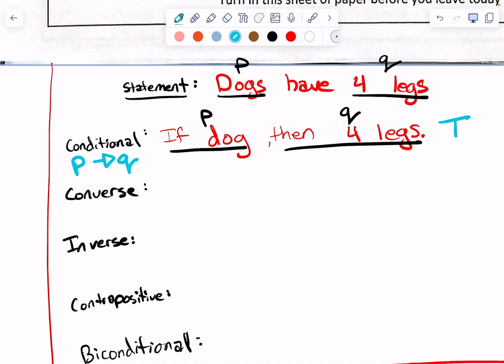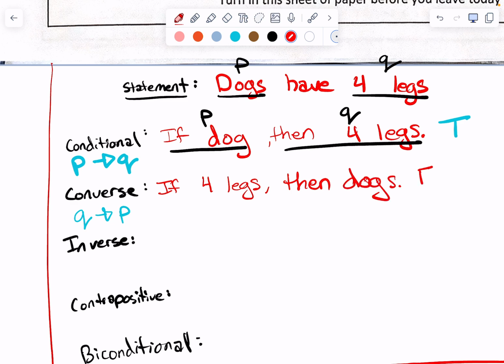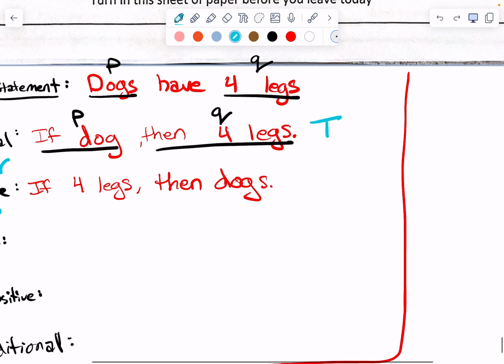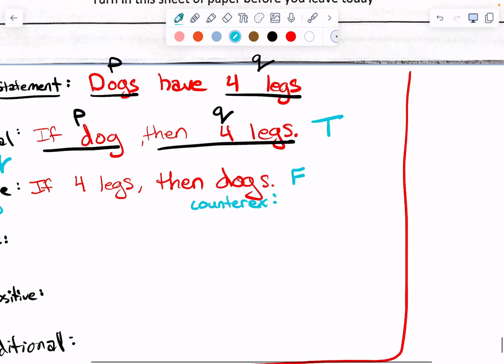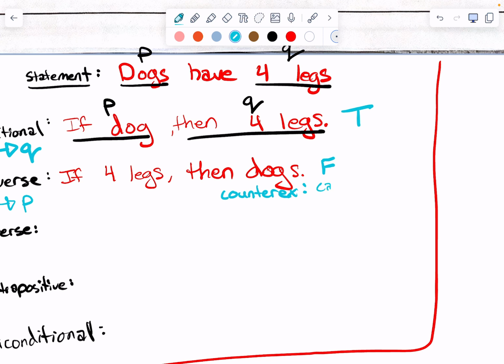All right, converse. What format does converse take? If it has 4 legs. Q, then P. Right? So, if 4 legs, then dog. No. False, okay? What's it called when you prove it false? A counter example. Give me a counter example. Give me something that has 4 legs that's not a dog. A cat, sure. A tiger, whatever other animal that you want to say, right? That has 4 legs. Okay?